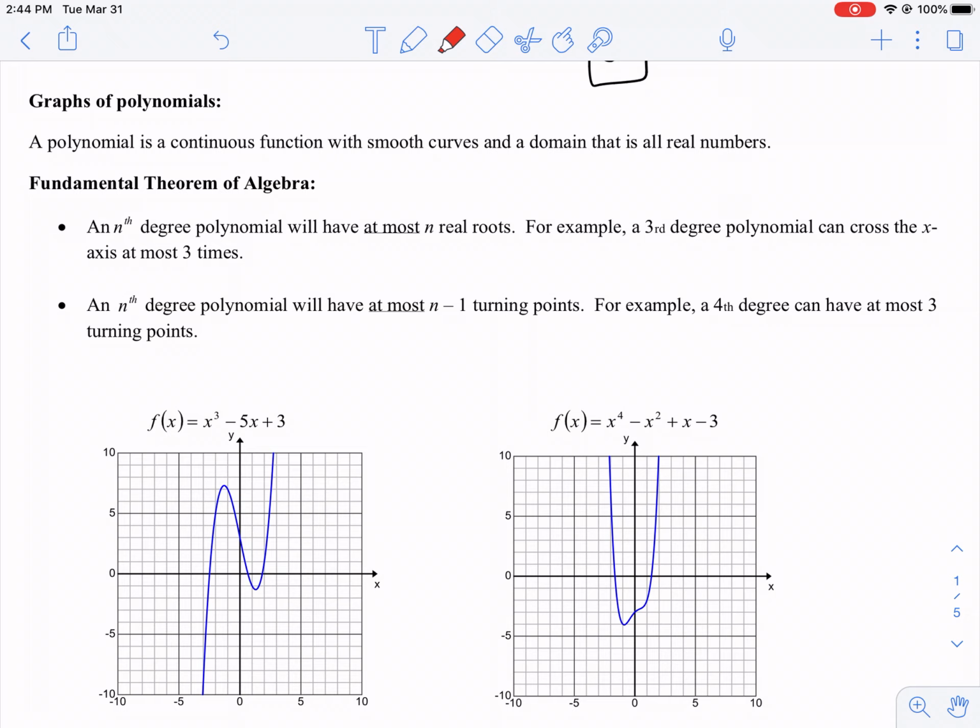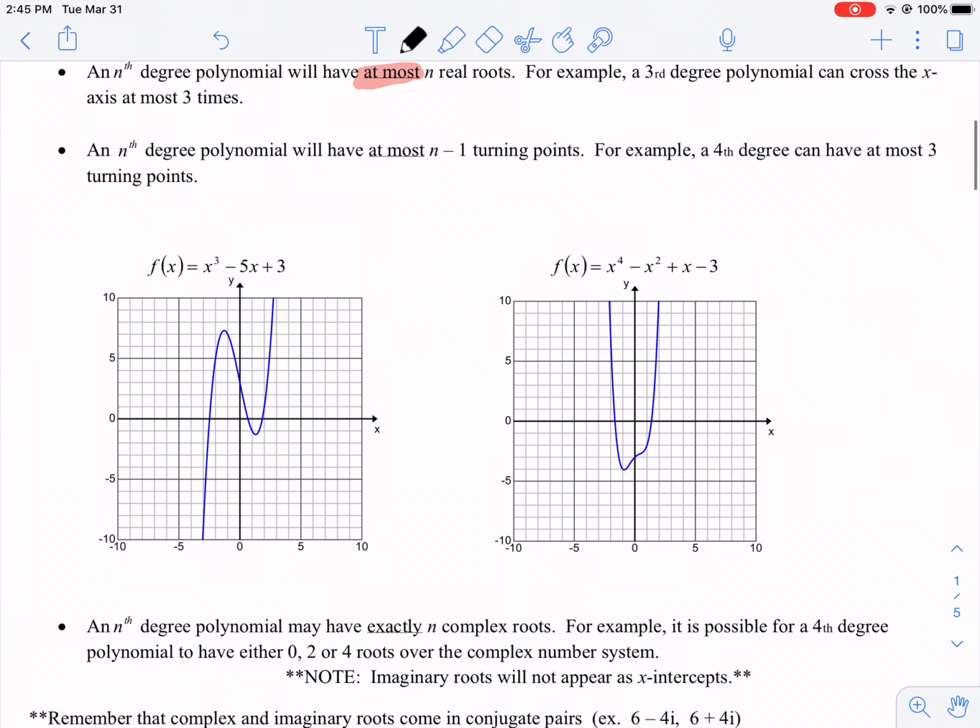degree, an nth degree polynomial will have at most n real roots. So if you have a 5th degree polynomial, it will have at most 5 real roots. And what they mean by real roots is crossing the x-axis. So if your graph crosses the x-axis, that is a real numbered root. So for example, a 3rd degree polynomial can cross the axis at most 3 times. Doesn't mean it will cross 3 times, just that it can and it will never go over.